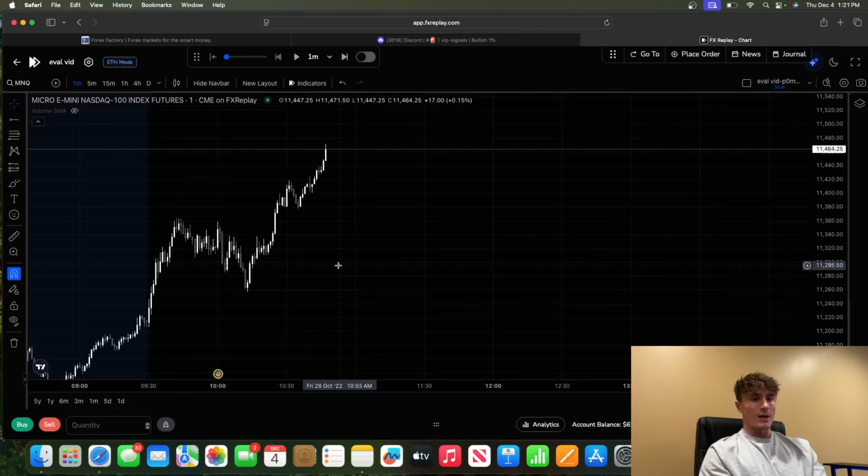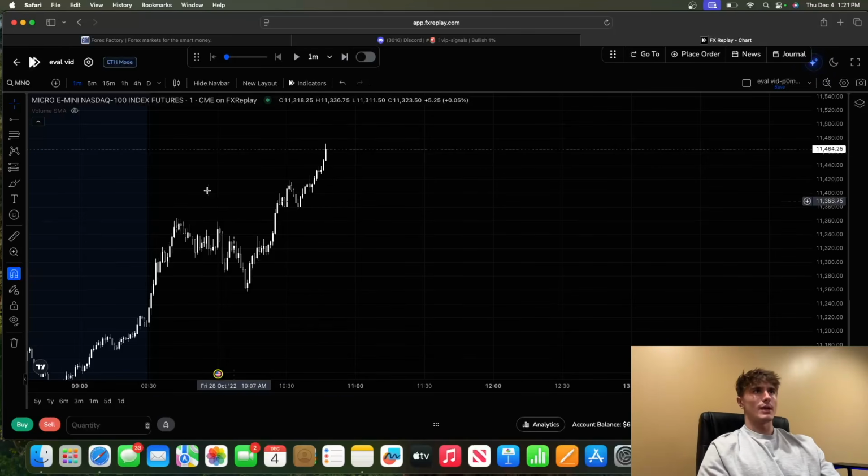And risk the whole thing. I know it can be scary at first, not having a stop. I totally get it. But you have to realize that if you were to set a stop, some of these trades that I've taken would have gotten stopped out, and then I'd be down on the eval instead of up. So you have to look at it that way as well.